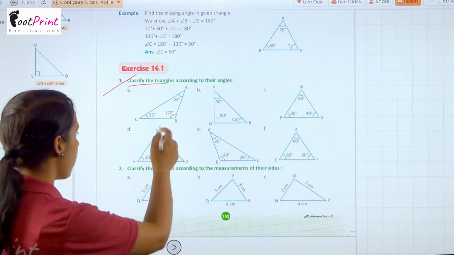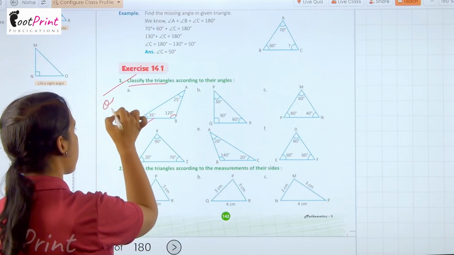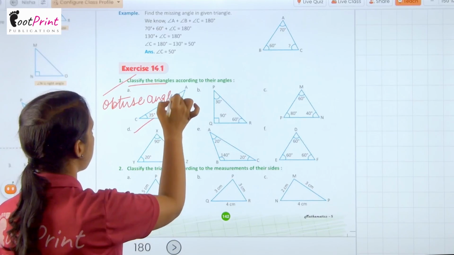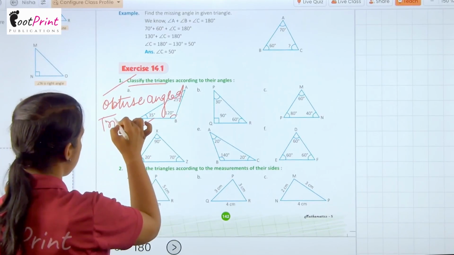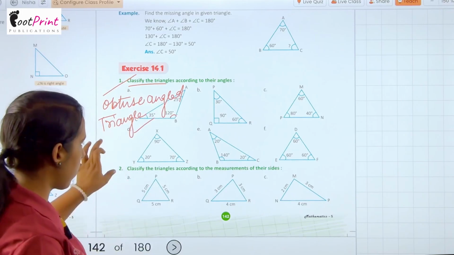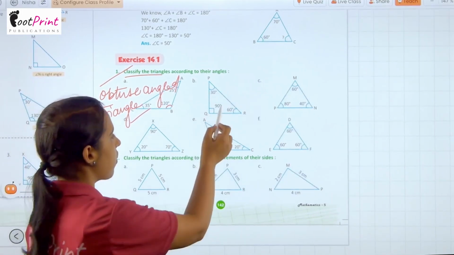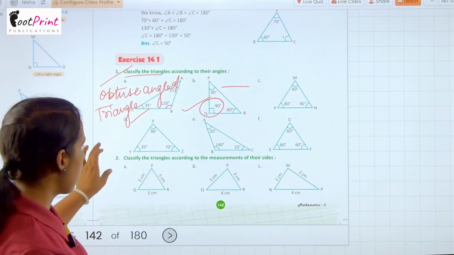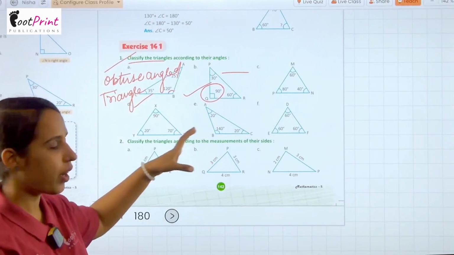Okay, so here we can write this one is obtuse angle triangle, because in this triangle we have an angle that is obtuse angle. Here just like we have 90 degrees, so it will become right angle triangle. So you have to name all the triangles here.